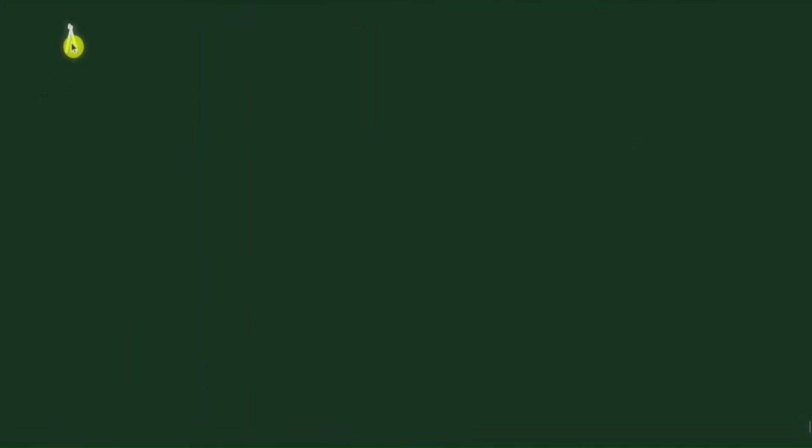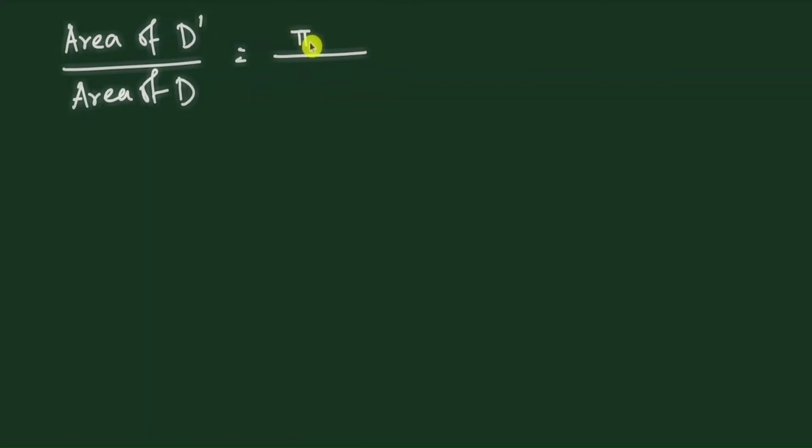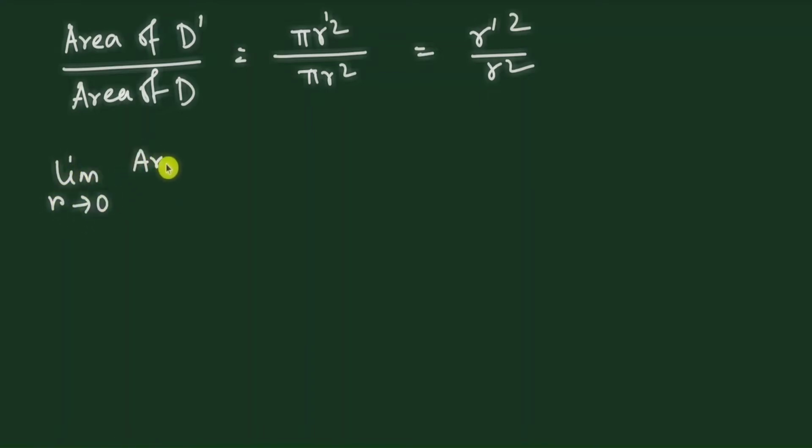That means we can write area of D dash by area of D equal to pi r dash square by pi r square. So this is equal to simply r dash square by r square. Now taking the limit as r tends to 0, area of D dash by area of D is equal to limit r tends to 0.